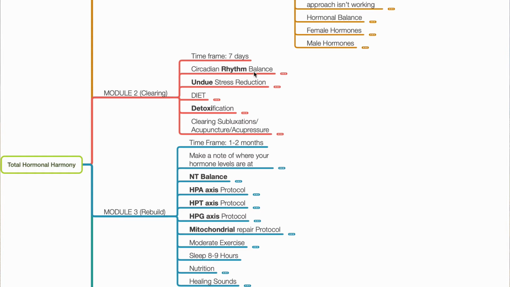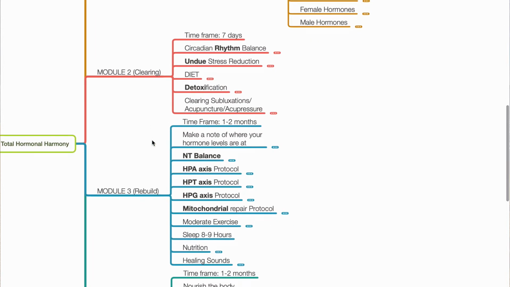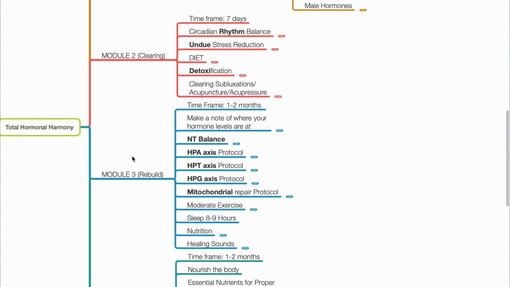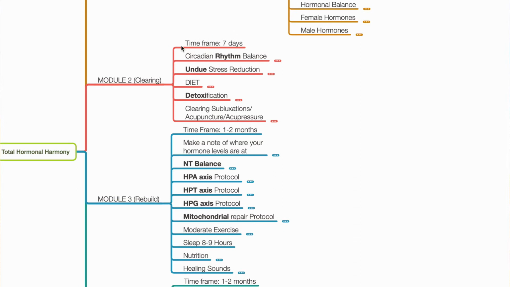I dive deeper into circadian rhythm balance. There are some updates on what I talked about in the Total Gut program on how to balance your circadian rhythms, with a little more information and techniques in the circadian rhythm balance section. And then I'm going to dive deeper into the neurology, the subluxation patterns, acupuncture, acupressure points, and meridians, all within module two. So that's the clearing phase, which is typically going to run you about 7, sometimes 12 days.